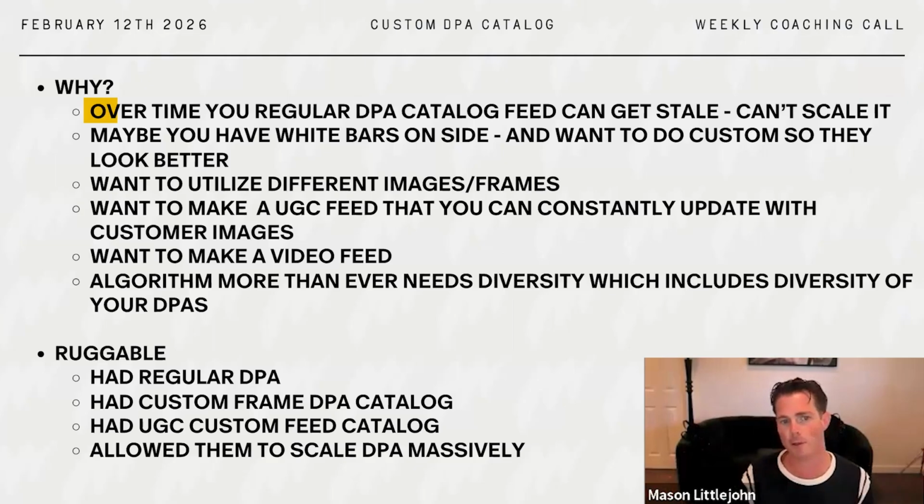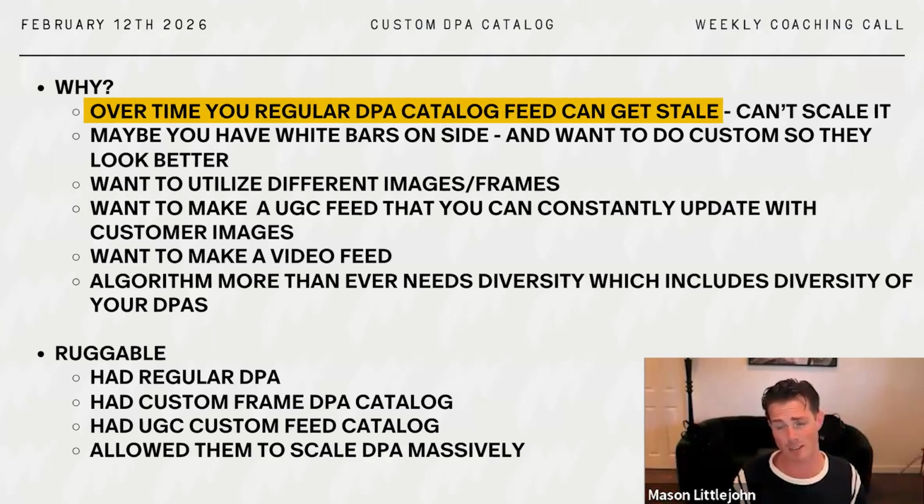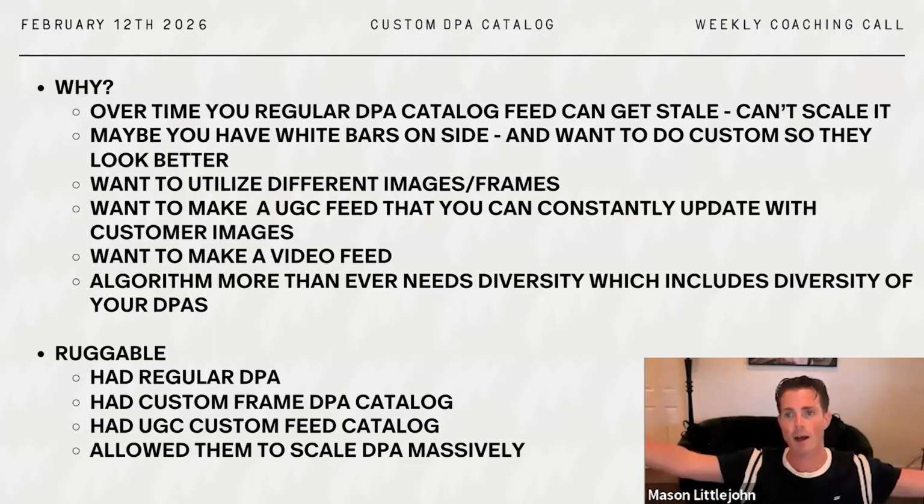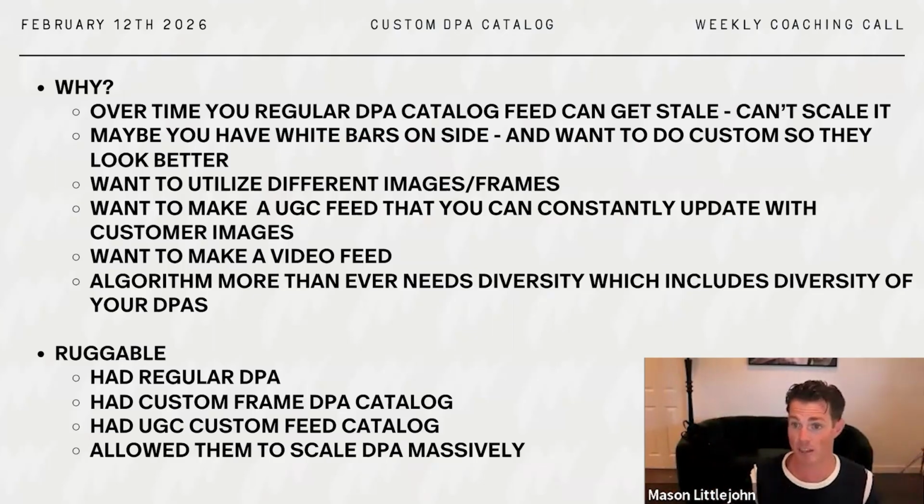So number one, over time, your regular DPA catalog feed can get stale, right? Just the white backgrounds. It's really tough to reach new people, especially like I mentioned with the Andromeda Gen algorithm updates. They're not going to just start serving you to new people when you're just giving them the same stuff, right? So retargeting is more or less okay. Having a feed that's relatively the same the whole time, not a huge deal, right? People end up in those retargeting audiences, Meta is going to serve it to them because they're in that distinct audience. However, when you go completely broad with the DPA catalog, it's going to be tough to break through that initial pool they put you in without diversity of your catalog.